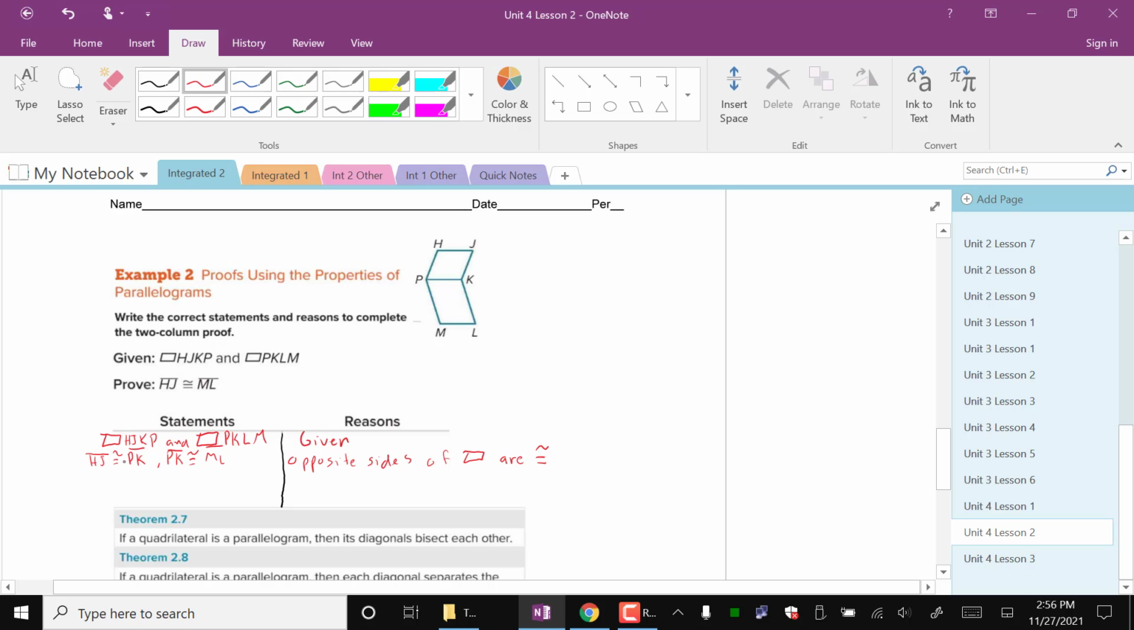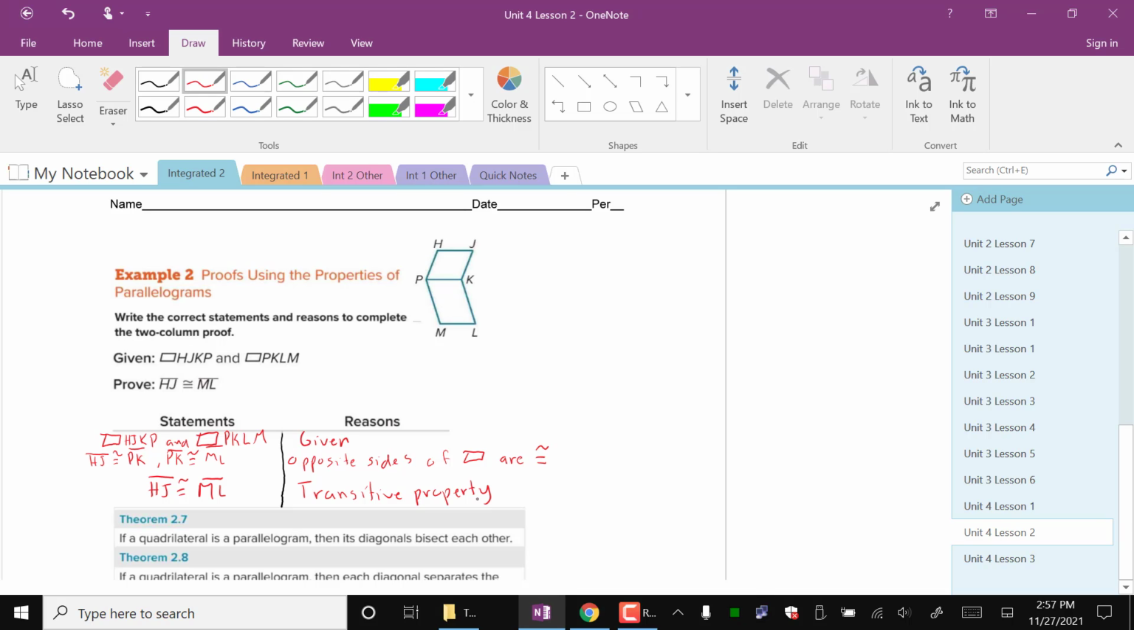If we know that HJ is congruent to PK and PK is congruent to ML, then by the transitive property HJ is going to be congruent to ML. And again, that's the transitive property, and we've proven what we want to prove. What the transitive property is talking about, we've seen it before, is if they're both equal to the same thing, then they're going to be equal to each other.